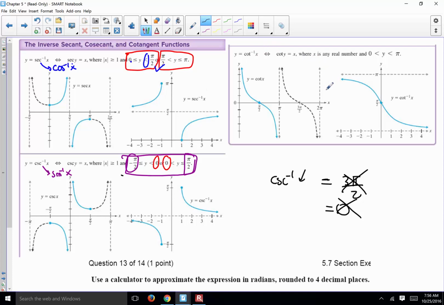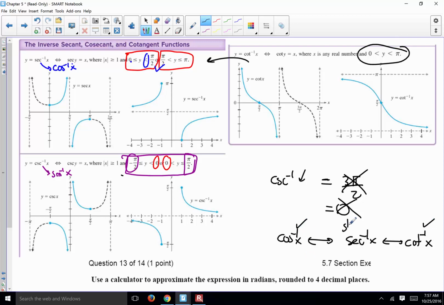Same thing is valid for cotangent. Cotangent inverse is actually just like cosine inverse or secant inverse. So these three are very similar. Cosine inverse, secant inverse, and cotangent inverse all change from 0 to pi only. These are entirely 0 to pi. This one skips pi over 2 though.